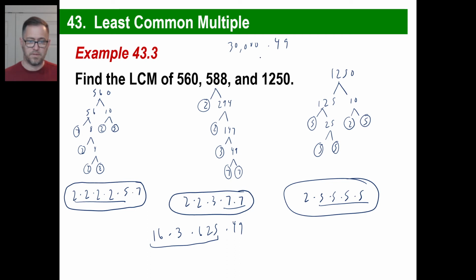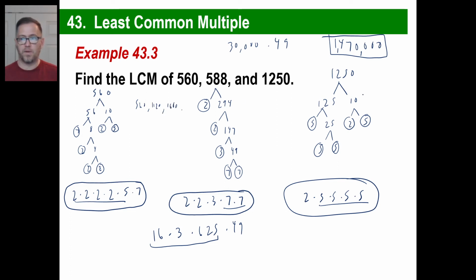1875 times 16. Wow. 3 times 49 is 147. And then 1, 2, 3, 4 zeros. That is a big number. 1,470,000. That's the smallest number that 560, 588, and 1250 all divide into. Or you could just go like this. 560, 1120, 1680, and just keep going all the way to a 1,000,000, and then you don't do that.